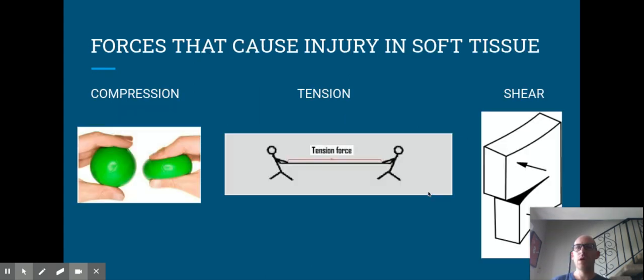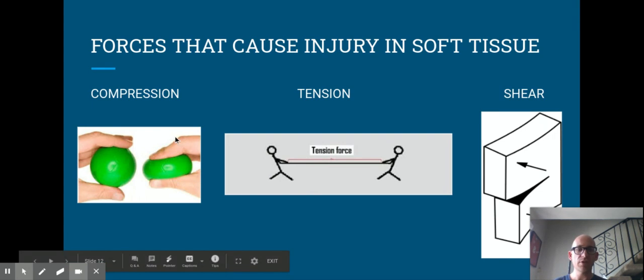Okay, let's look at how joints get damaged. Basically, a joint gets damaged when a force is placed upon it in a way that it can't control. And there are three types of forces, and they're shown here.